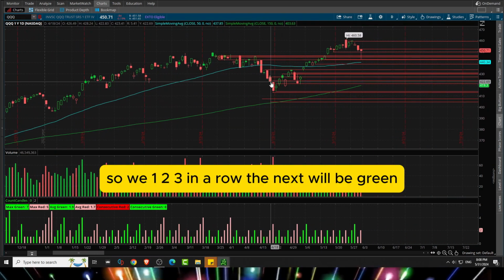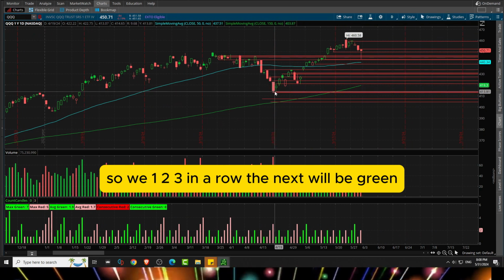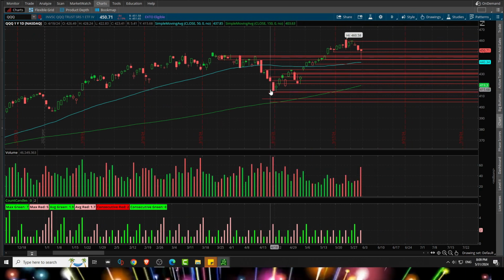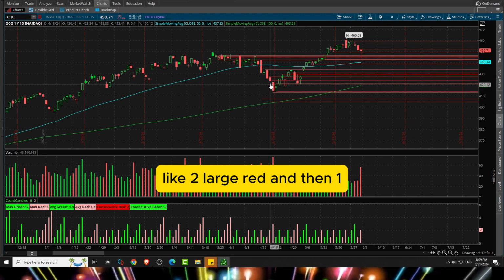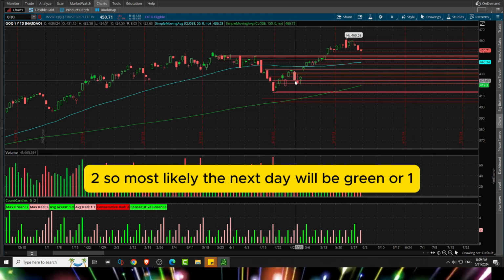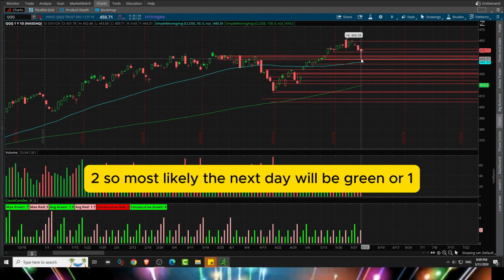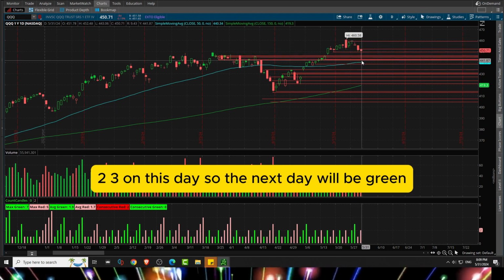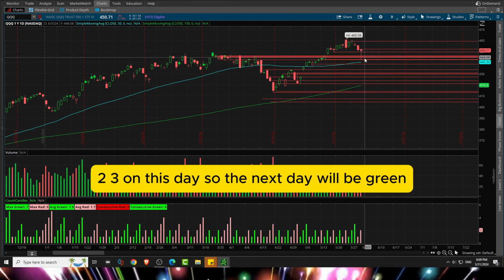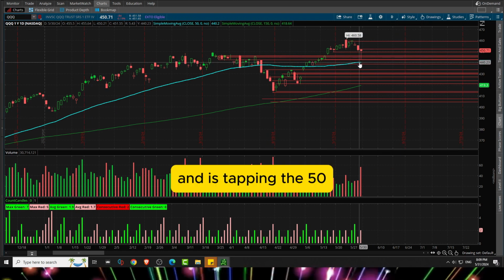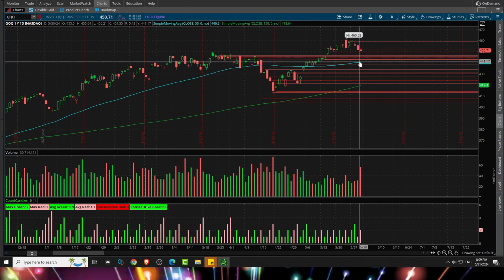So it'll be one, two, three in a row. The next will be green. Like two large red. And then one, two. So most likely the next day will be green for one, two, three on this day. So the next day will be green. And it's tapping the 50.